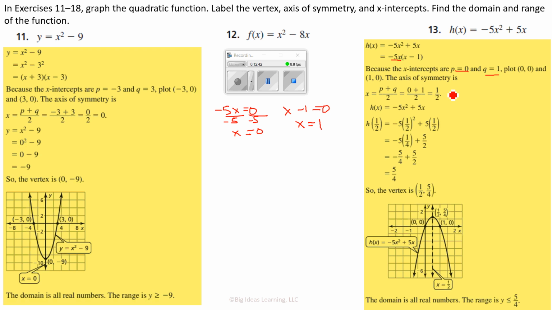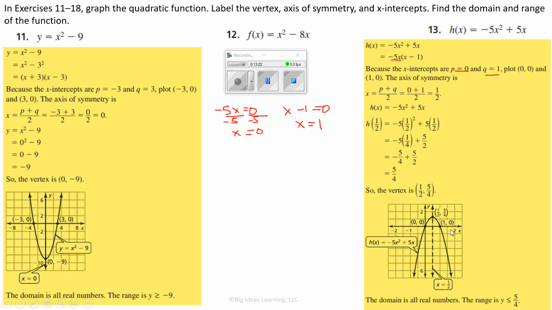So we take 0 and 1, add them together here. That's going to give us 1, and 1 over 2 is 1/2. We're going to replace 1/2 in our problem, okay? So now we have 1/2 squared, that's 1/4. And now when we take 5 times 1/2, that gives us 5 over 2. A negative 5 times 1/4 would be negative 5 over 4. And negative 5 over 4 plus 5 over 2 is 5 over 4. Now that we have that, we have our x value and our y value for our vertex.